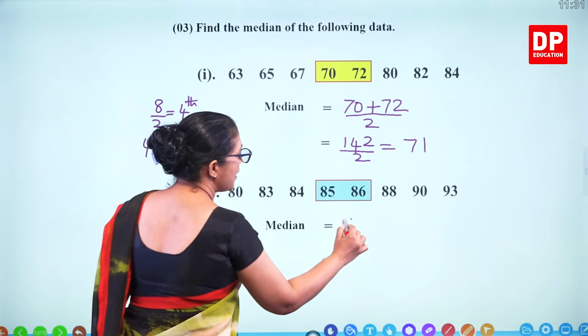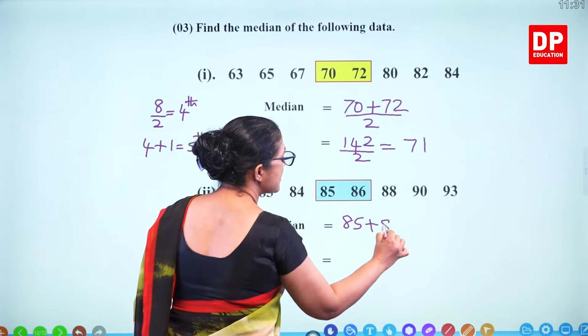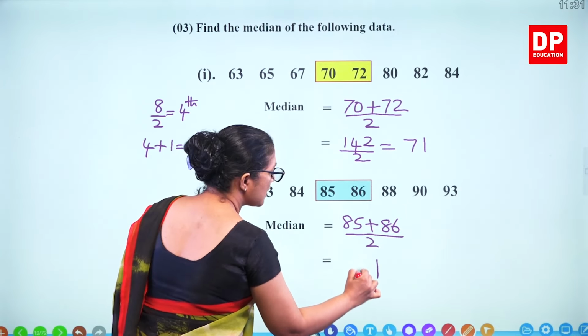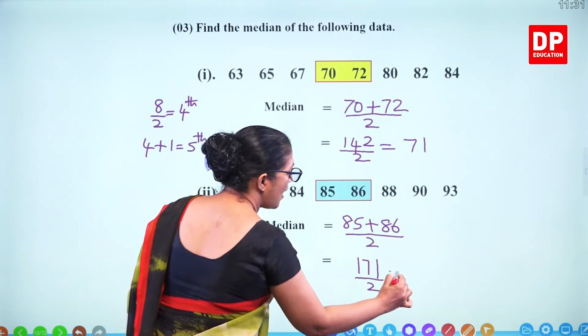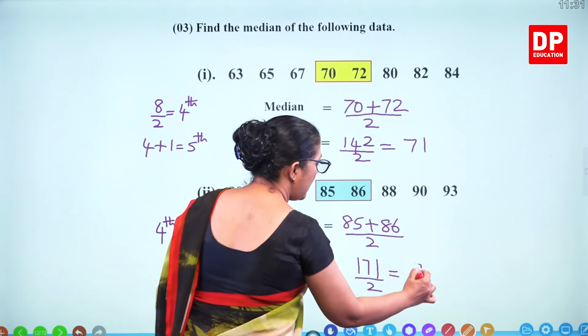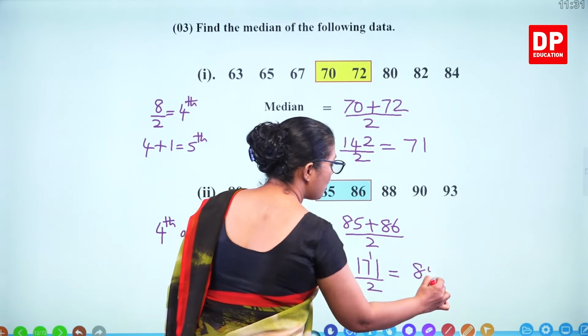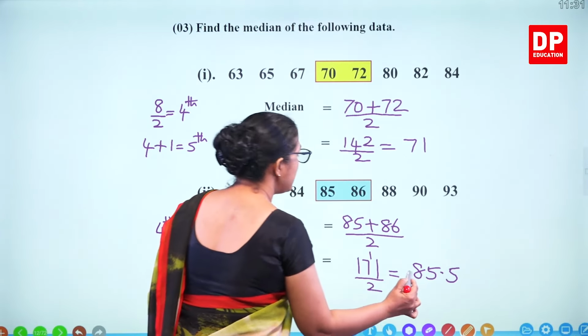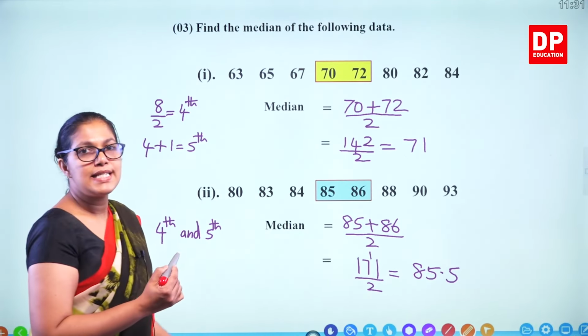So 4th and 5th: 85 plus 86 divided by 2. So you get 171 divided by 2, 8, 16 and 5, 10 and another 5. 85.5 is the median value.